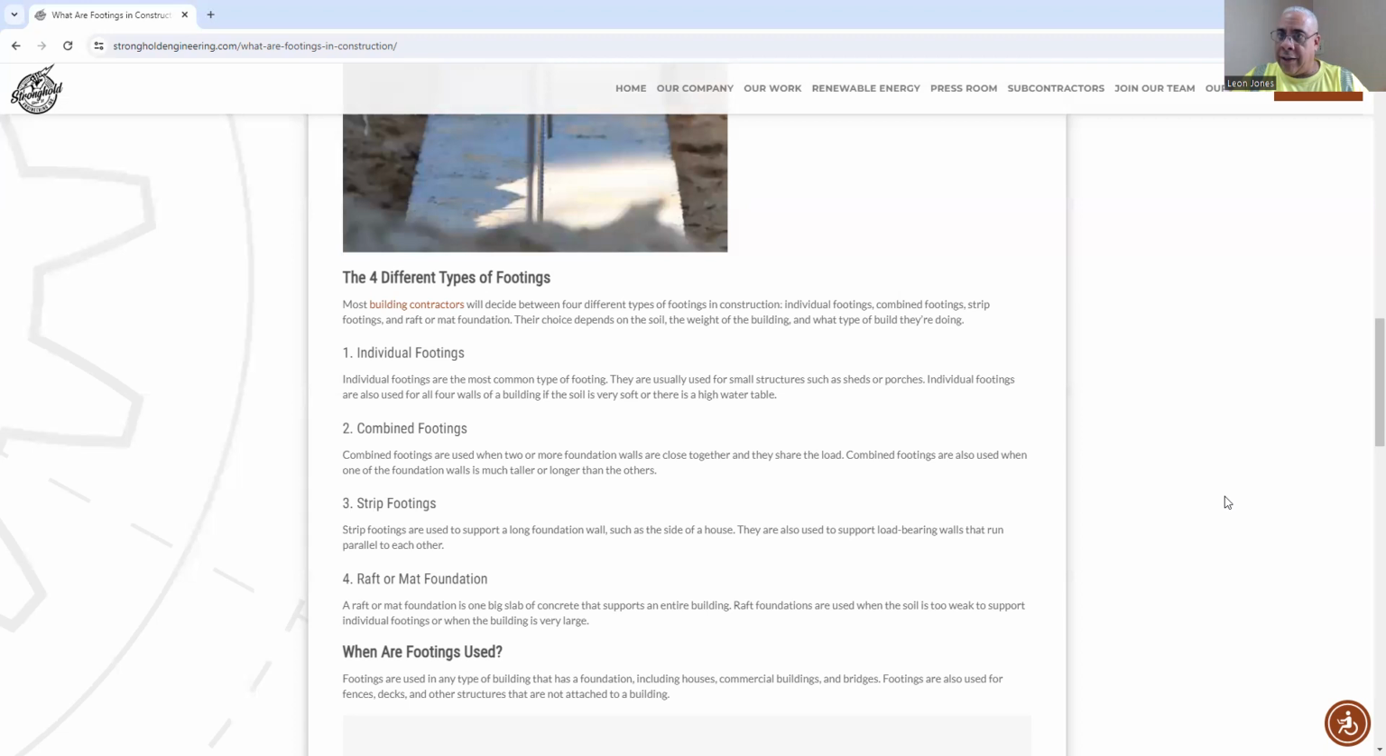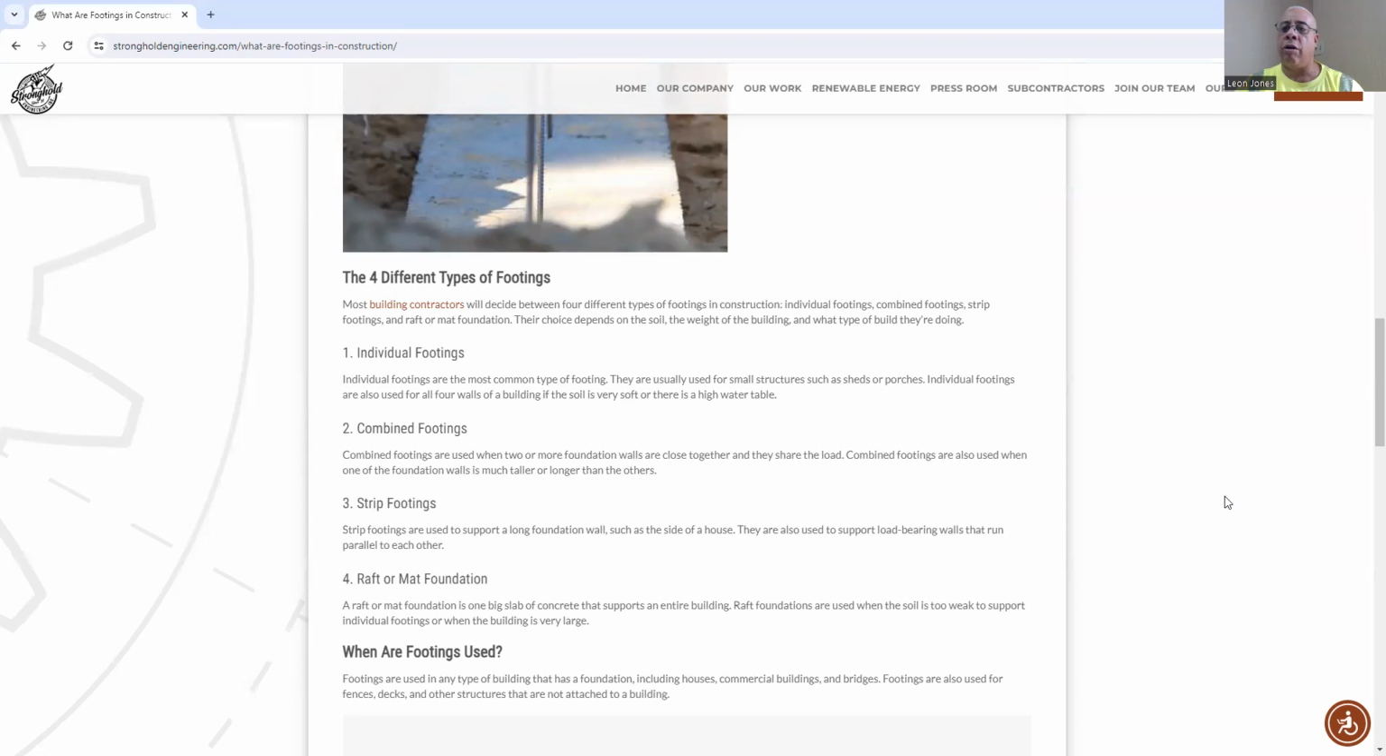Then you look at combined footings. They're basically used when you have 2 or more foundation walls that are close together. They share the load. Now, combined footings are used when one of the foundation walls is much taller or longer than the others. Strip footings are used to support a long foundation wall. The example would be a side of a house. They're also used to support load-bearing walls that run parallel to each other.